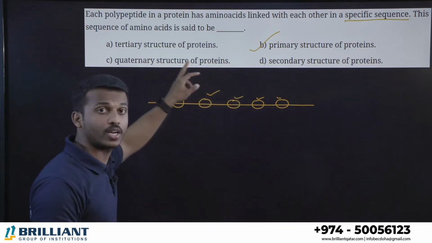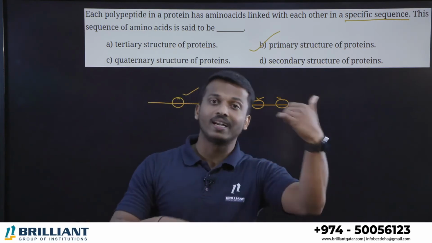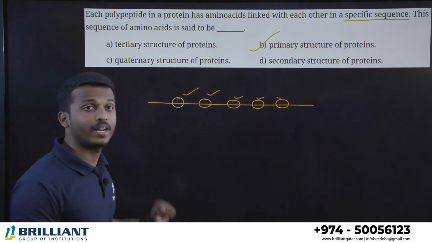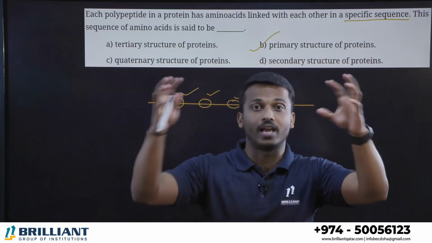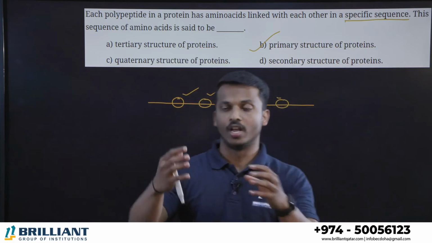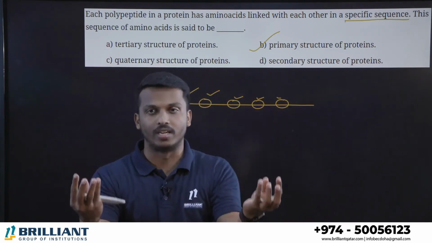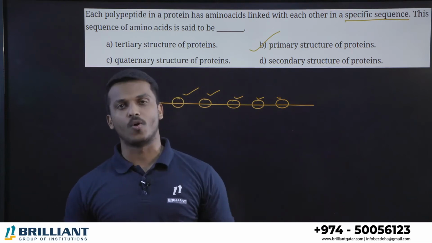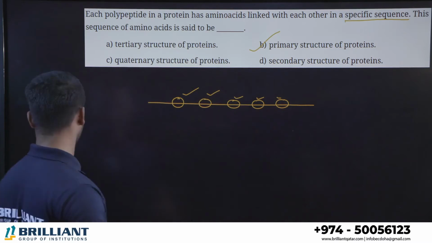What about tertiary structure? Secondary structure undergoes further coiling, you will get tertiary structure. What about quaternary structure? Some proteins are made up of different protein chains, like peptide chains. So one protein, other protein, they are called subunits. Their arrangement is called quaternary structure. So your answer is option B, primary structure.